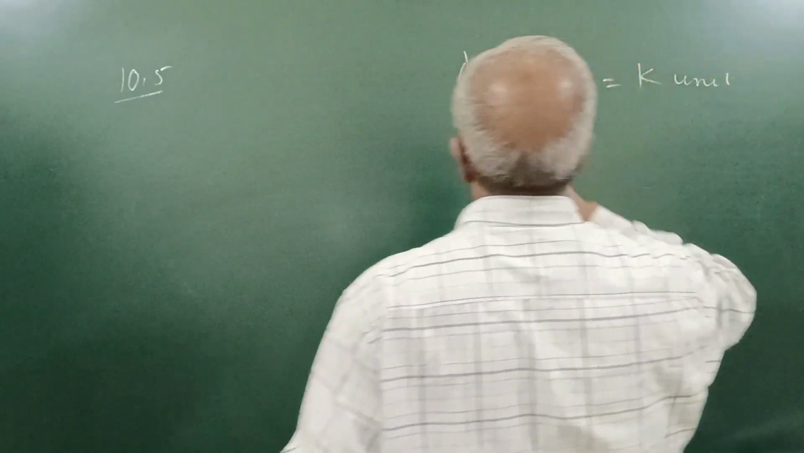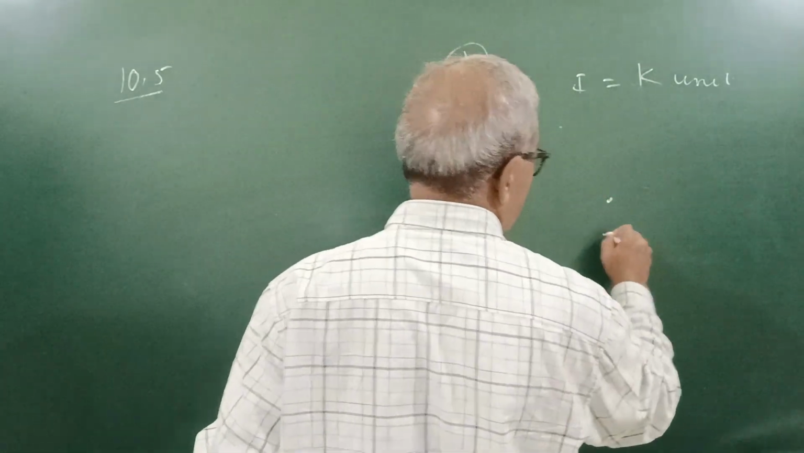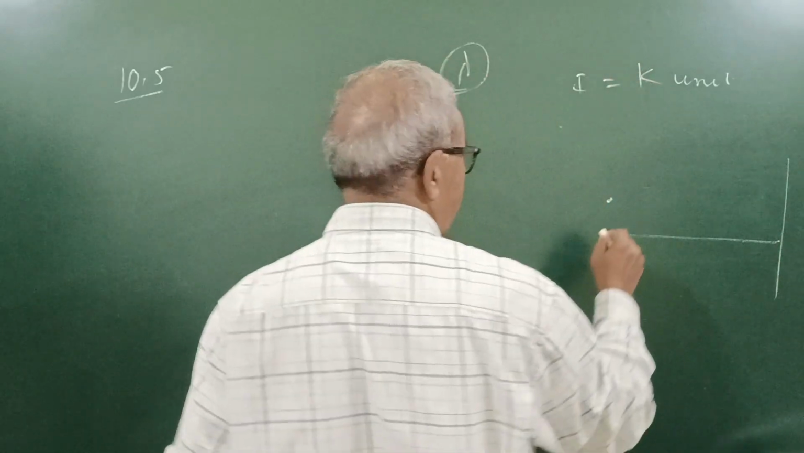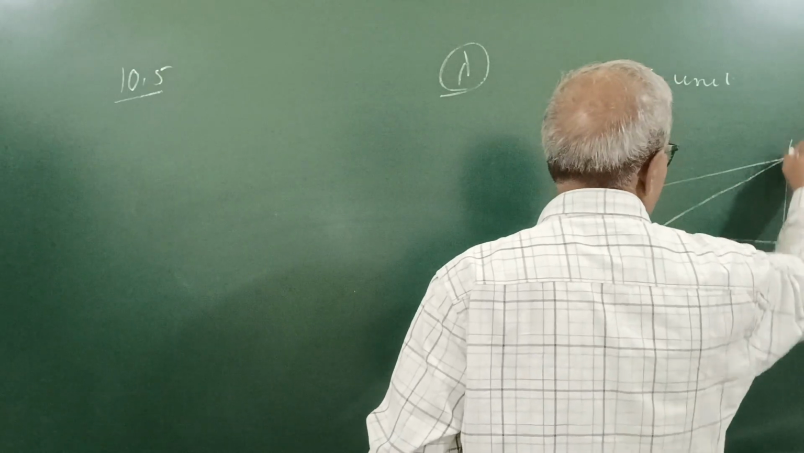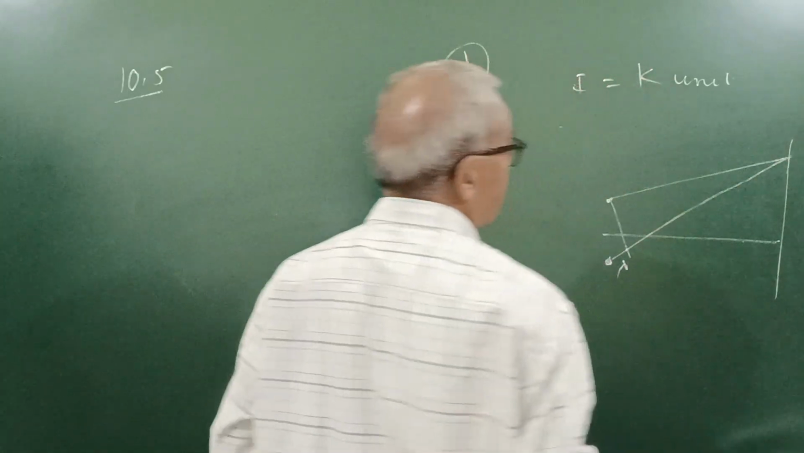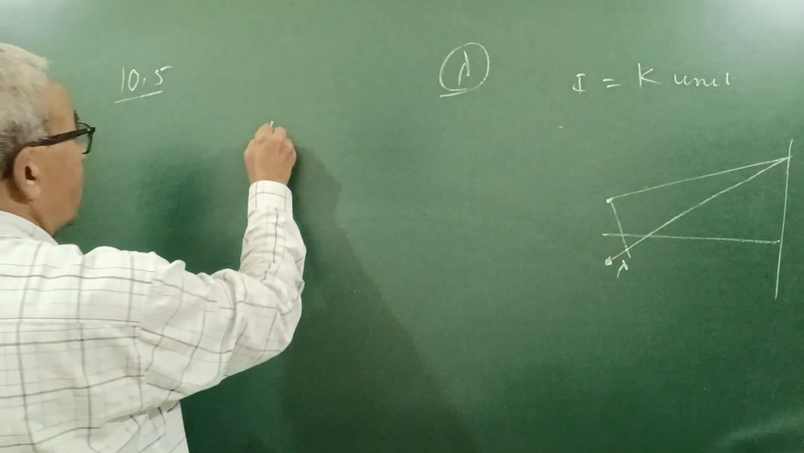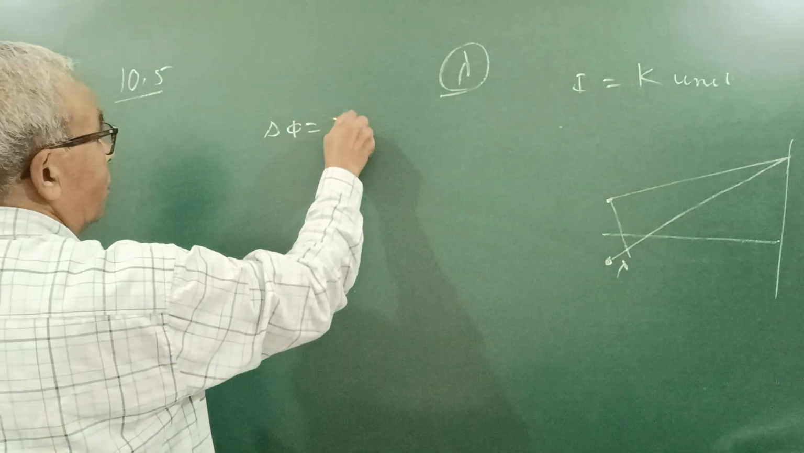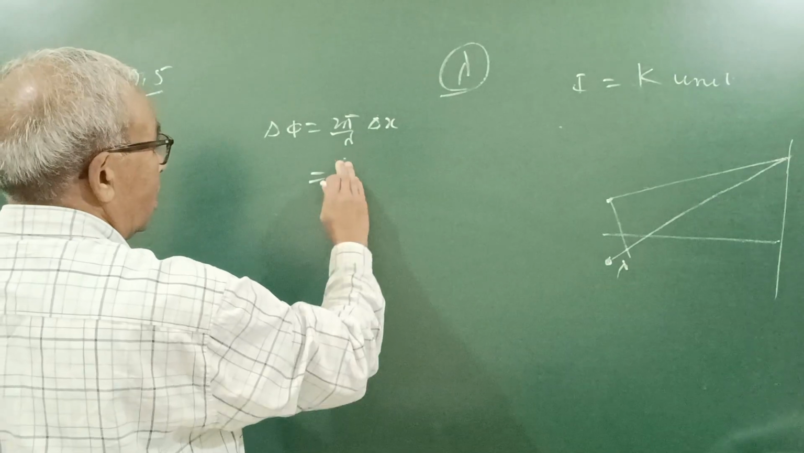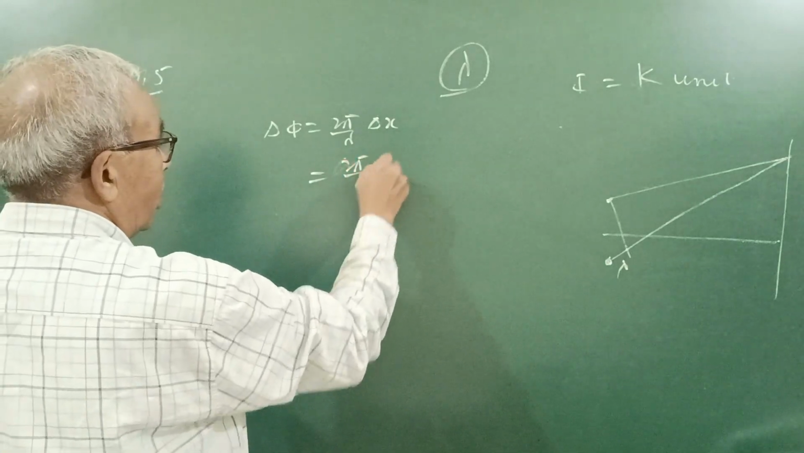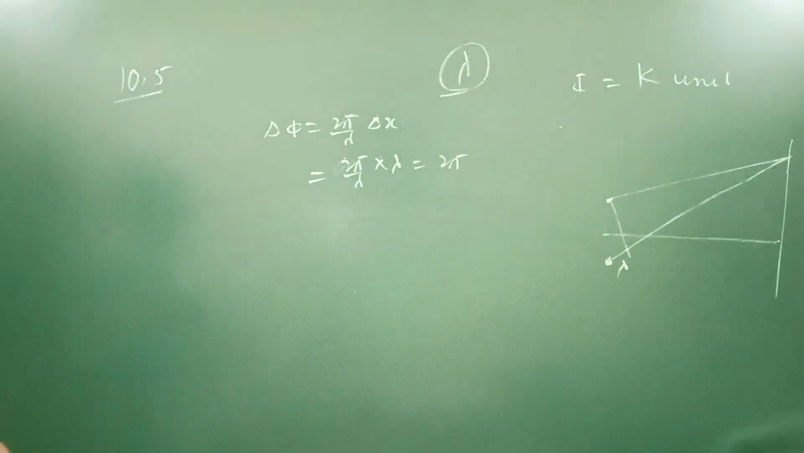Where the waves meet with path difference lambda. In Young's double slit experiment, you have to keep this diagram in mind. At point P the two waves meet with path difference lambda. So delta phi equals 2 pi upon lambda into delta x. If delta x equals lambda, it is 2 pi, meaning they are meeting in the same phase.